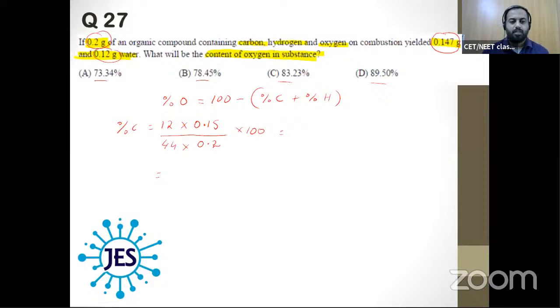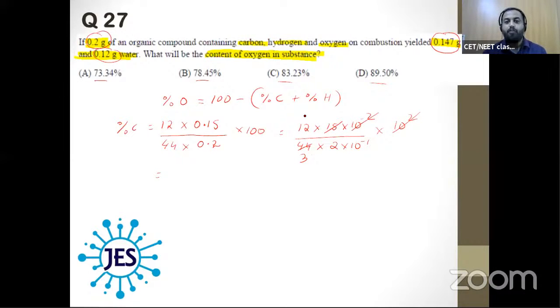Again, I can simplify: 0.15 can be written as 15 into 10 power minus 2, divided by 44 into 0.2. 0.2 I can write as 2 into 10 power minus 1, into 10 square. 10 power minus 2 gets cancelled. 15 and 45, as I said, is almost 3 times.